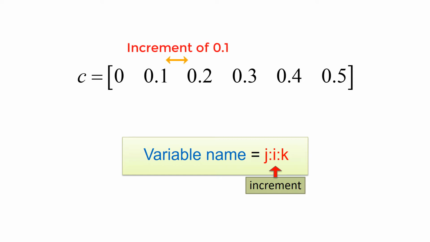What about creating a 1 by 6 row vector C having 0 to 0.5 with the increment of 0.1? You can still use square brackets. However, since the series has an increment of 0.1 rather than 1, you need to specify it. The secret is to specify the increment between colons. You can type C equal sign from 0 to 0.5 and use 0.1 between colons.